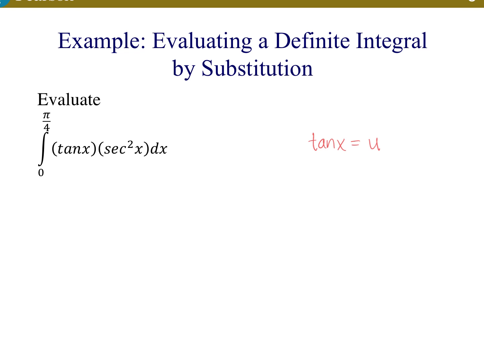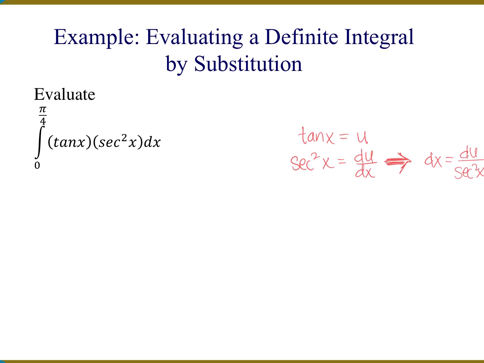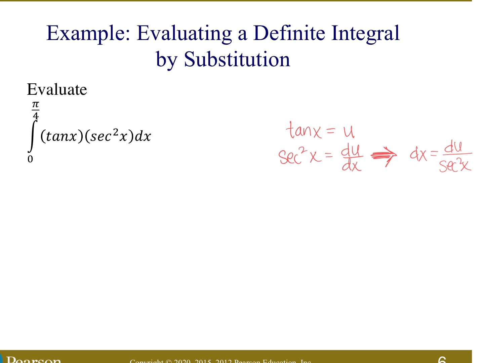The derivative of that is going to be secant squared of x being equal to du dx. And then that will lead us to dx being alone, which is du over secant squared. So you should be able to kind of preview, look into the future, and see that choosing this u is going to result in a secant squared, helping me reduce.